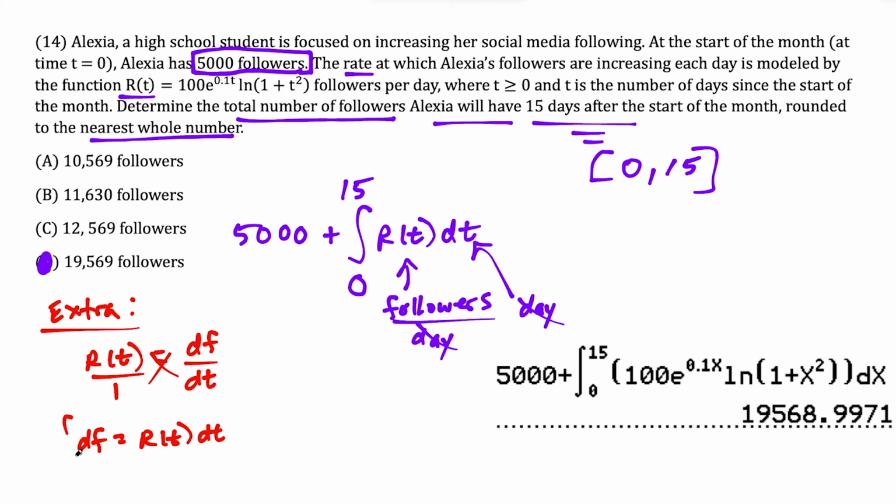So if I were to integrate both sides of this equation from 0 to 15, what this would tell us is the number of followers that Alexia accumulates from t equals 0 to t equals 15. So this is just, once again, a little bit extra to explain why we're integrating capital R of t, because I think that concept in the beginning gets very confusing for students.